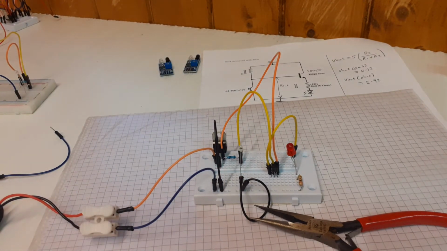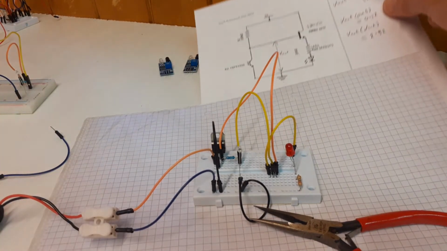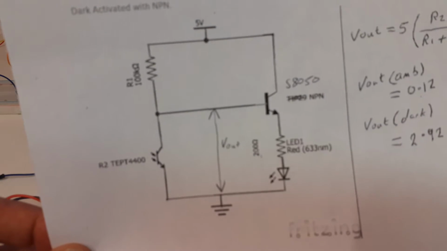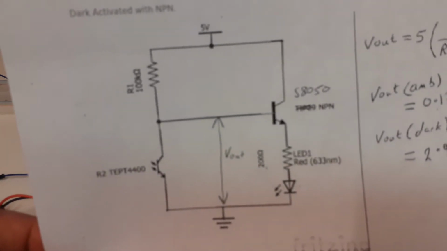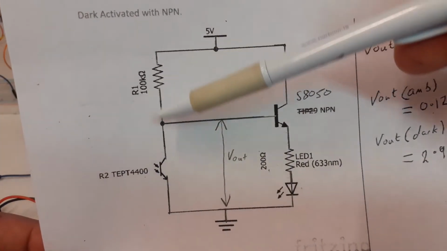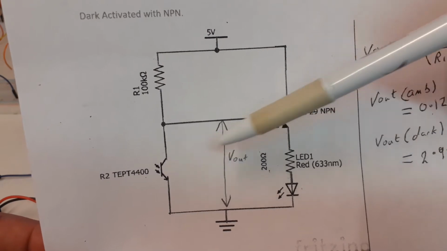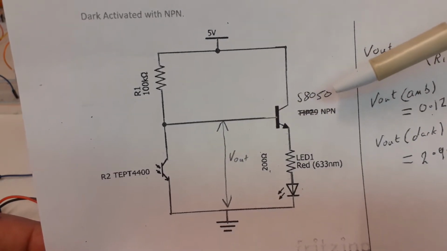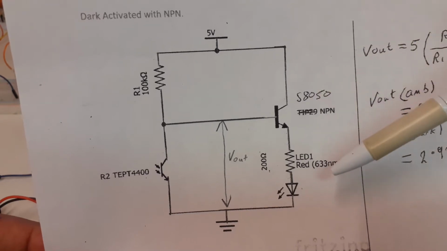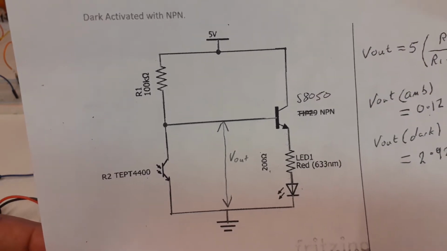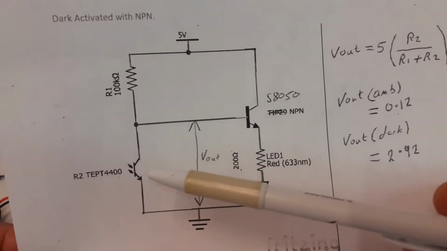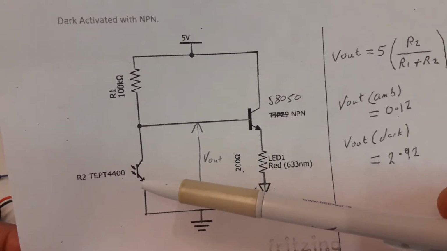So the principle is just basically a voltage divider. So we've got our 100k there, there's our phototransistor, there's our output, there's our normal transistor, and there's our LED. So pretty much the phototransistor behaves like a resistor.